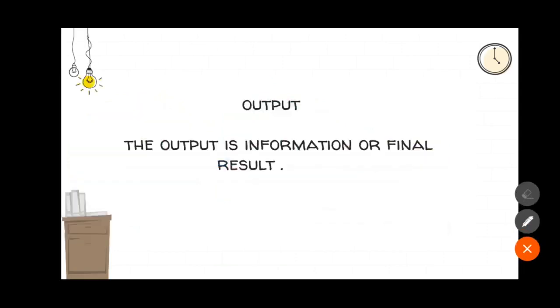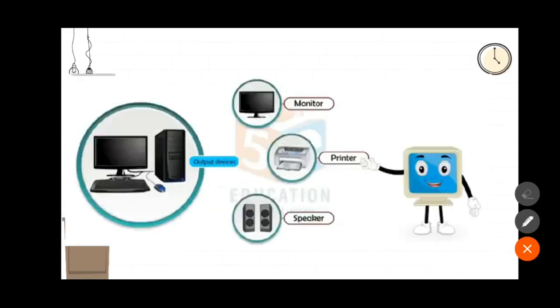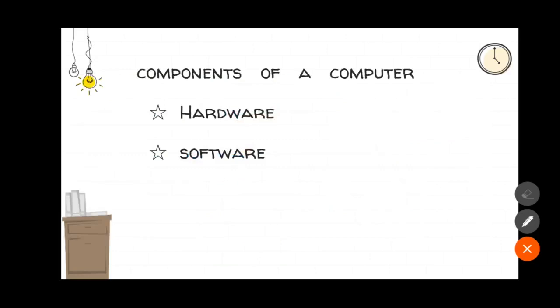The output is information or the final result. We can see output on output devices. And output devices are monitor, printer, speaker. So children, do you understand about the IPO cycle? Now, we will learn about components of a computer.